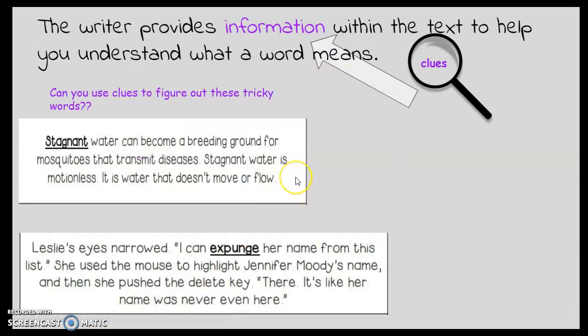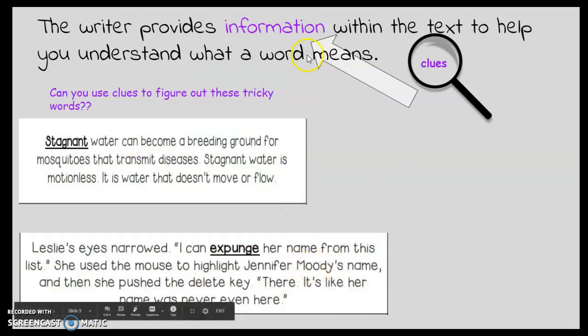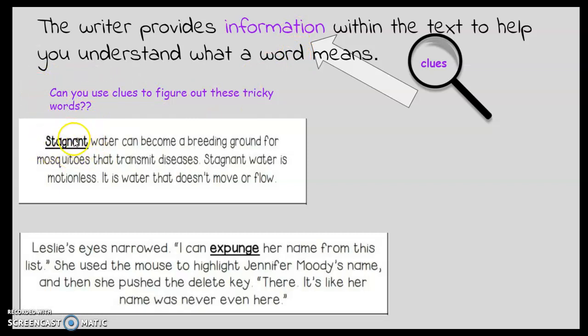So let's check out some examples and let's use the information within the text to help us understand what a word means. So we're going to see if we can use clues to figure out these tricky words and if we can also identify what type of context clue that is. Stagnant water can become a breeding ground for mosquitoes that transmit diseases. Stagnant water is motionless. It is water that doesn't move or flow.